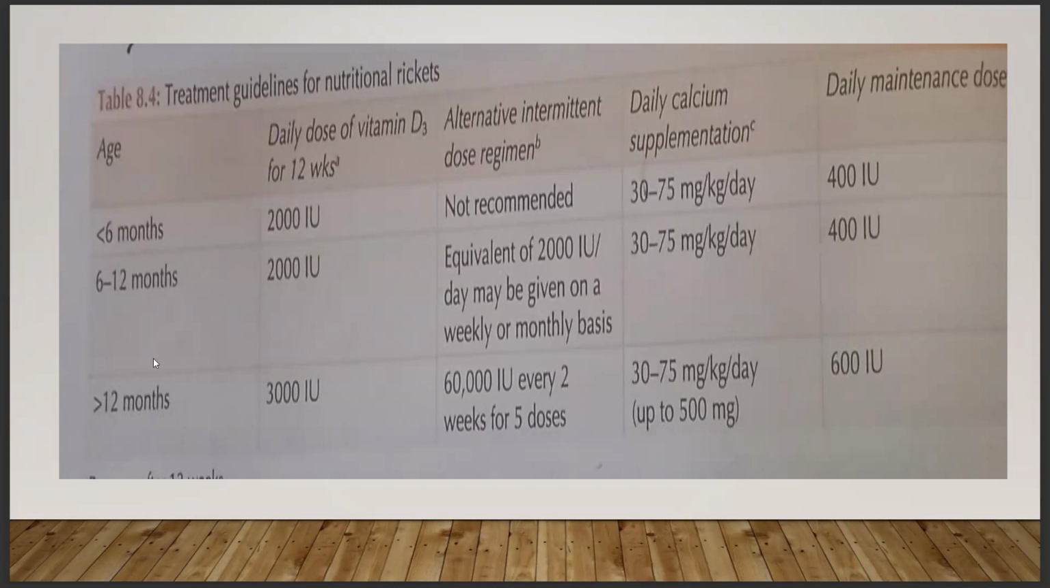Then for greater than 12 months of age, we give 3000 international units as the daily dose of vitamin D3 for 12 weeks. The alternative intermittent dose regimen is 60,000 international units every 2 weeks for 5 doses. Then daily calcium is 30 to 75 milligram per kilogram per day. And we give an increased daily maintenance dose of 600 international units. So this is the treatment guideline and nutrition requirements as per the new IAP guide.